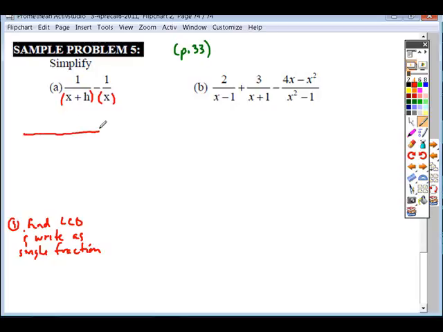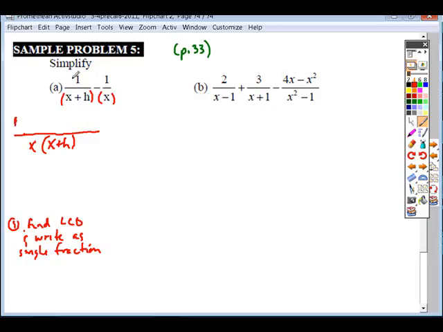So when we write our answer for this, we need a factor of x plus h. We also need a factor of x, which is not already there. So I'm going to write the monomial factor first. There's our LCD.